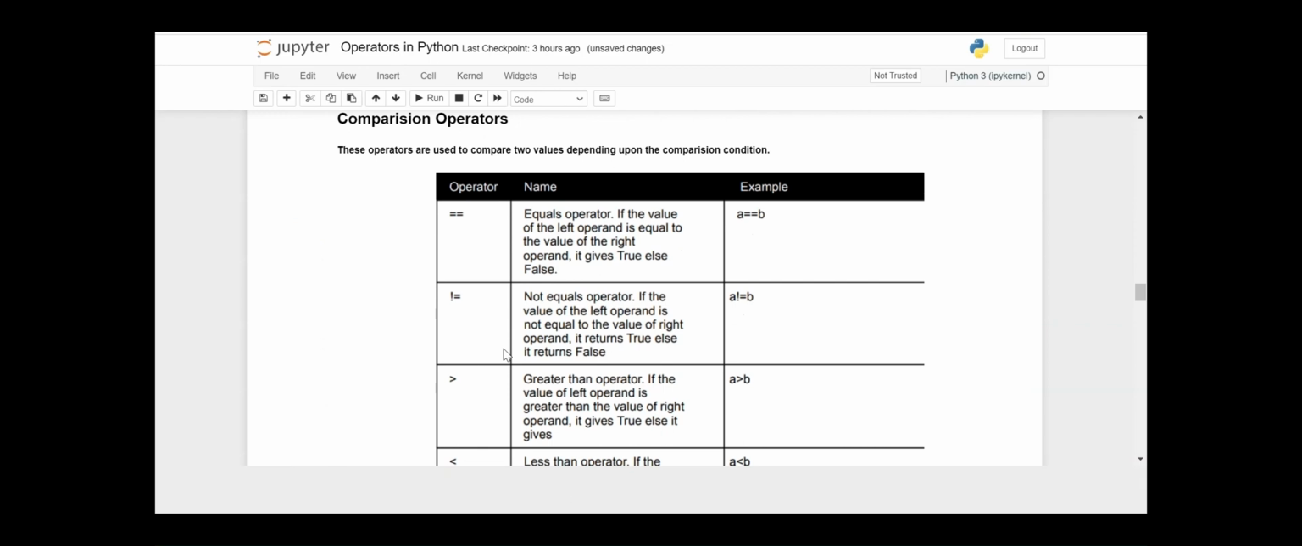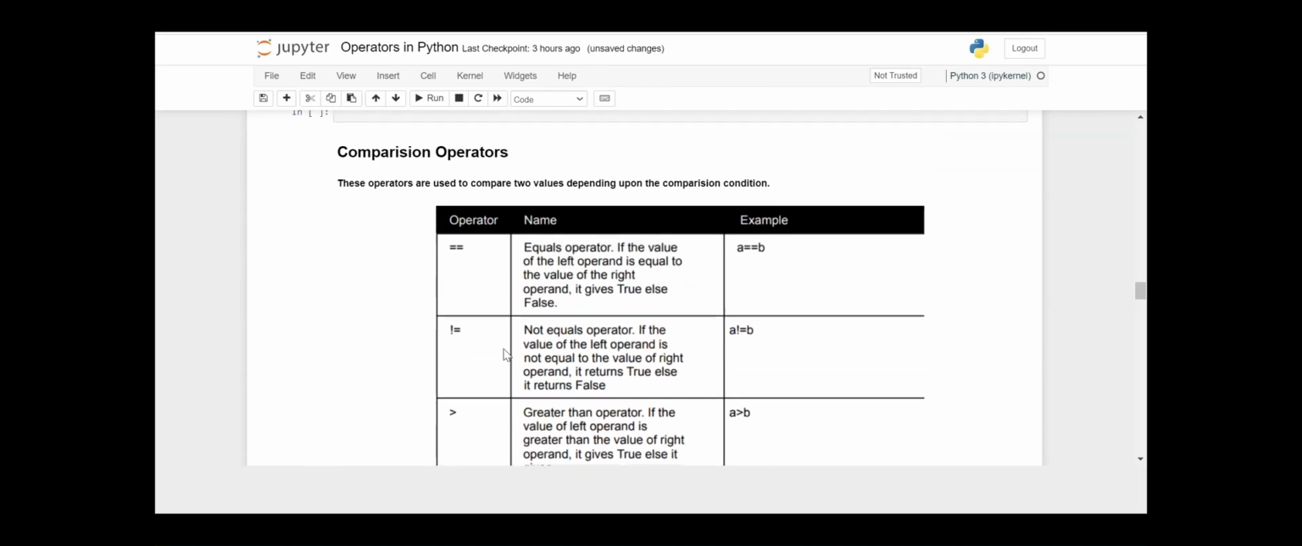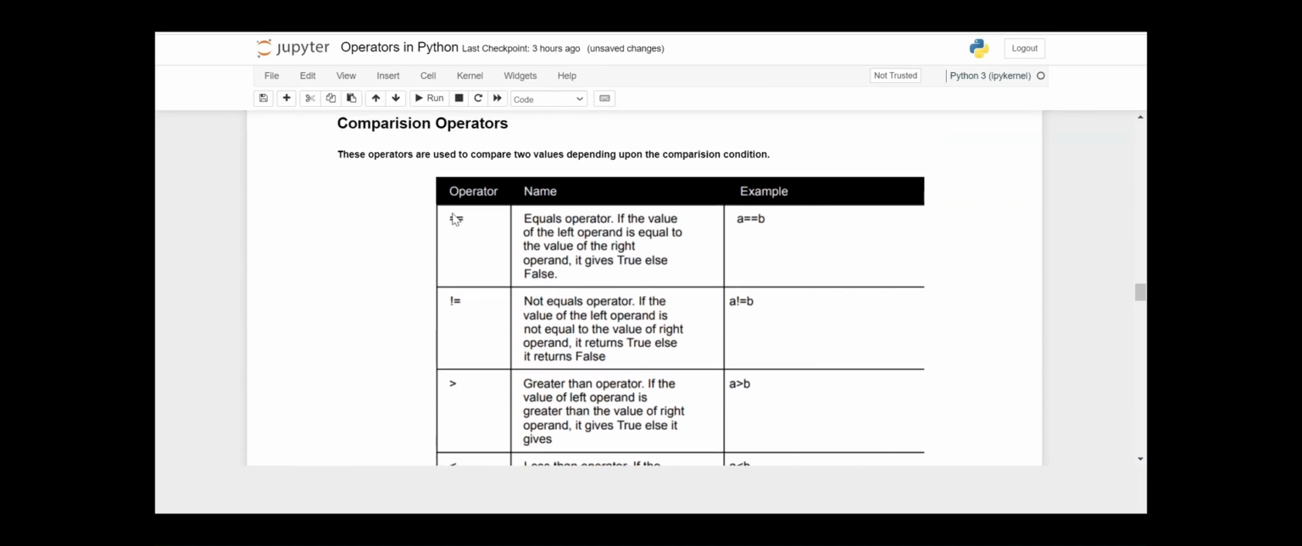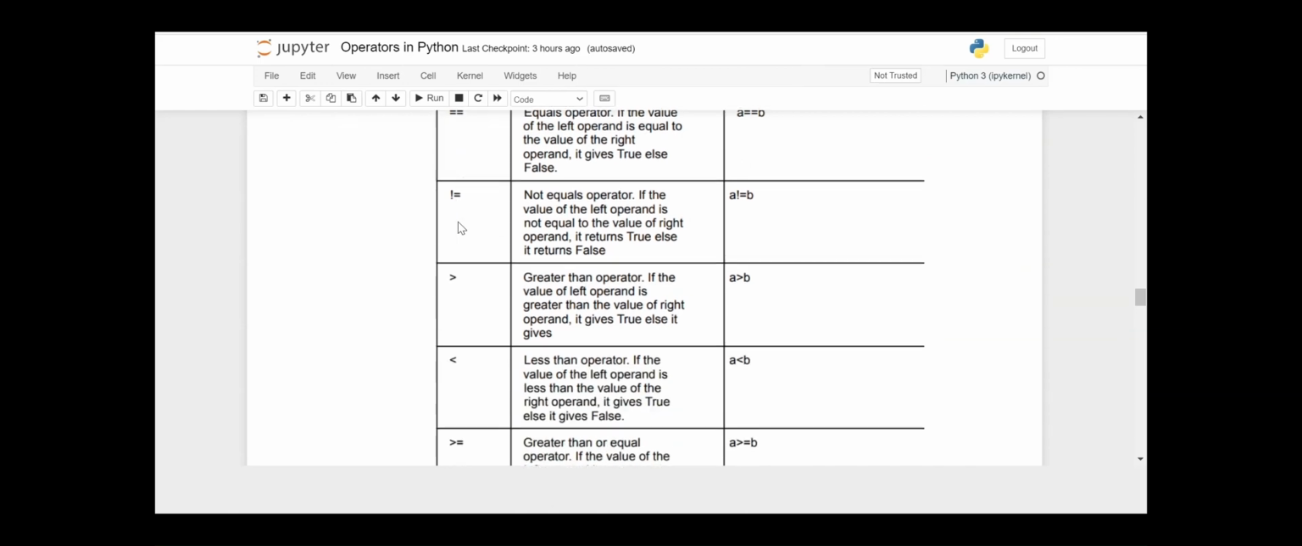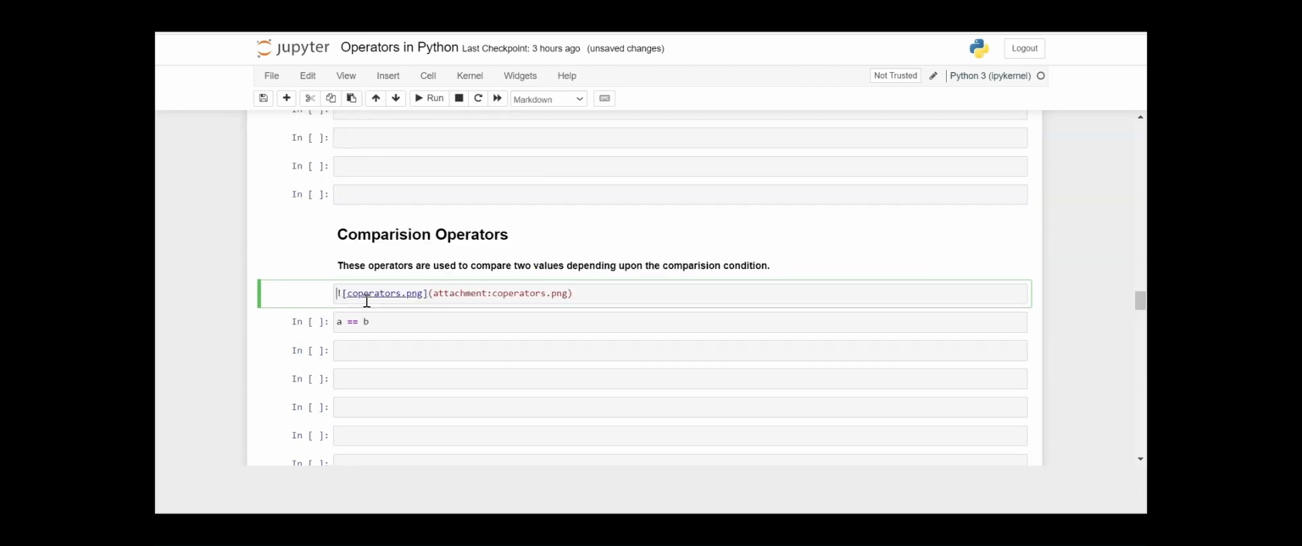Comparison operator means to compare two or more values, right? When I started my graduation, I was very much confused with this symbol. I couldn't understand the meaning of it. Now I know what it means. This is to tell us whether A is equal to B or not.